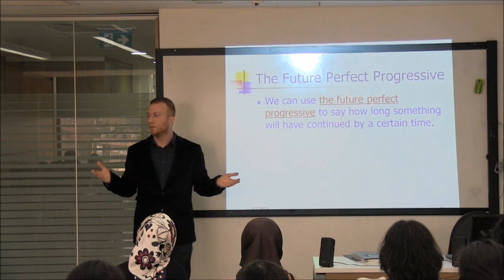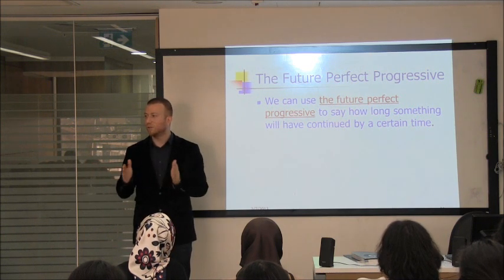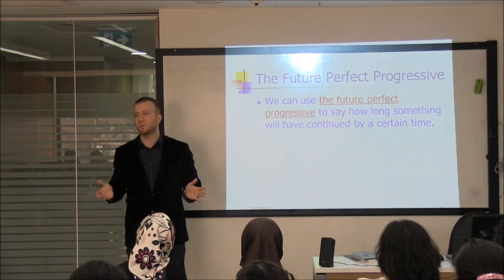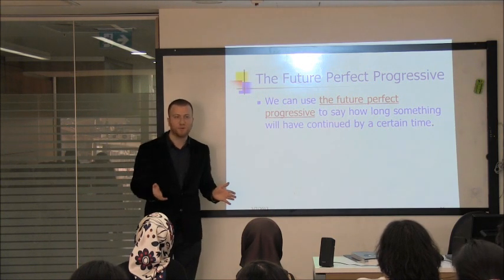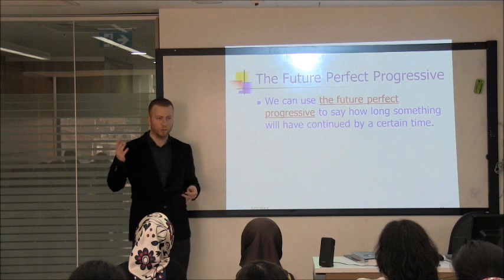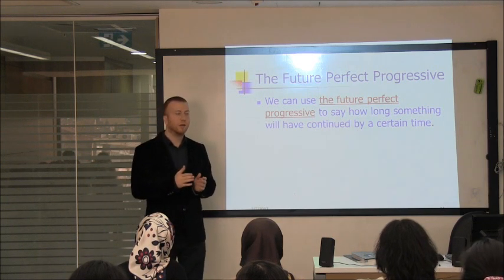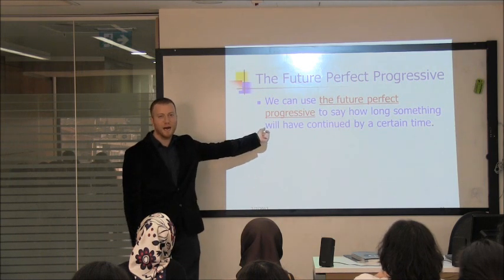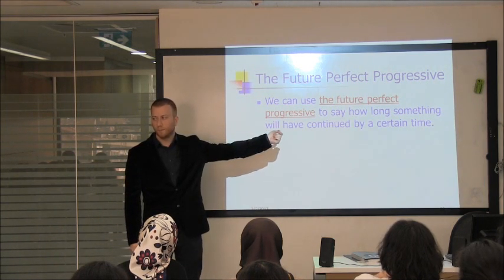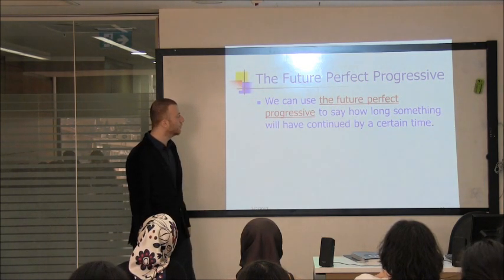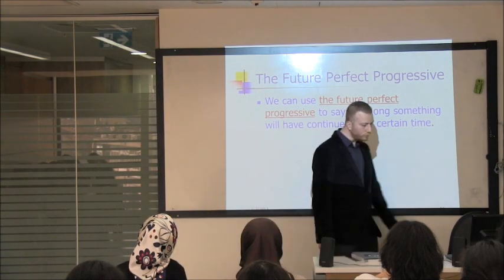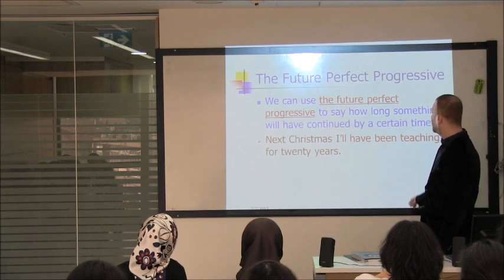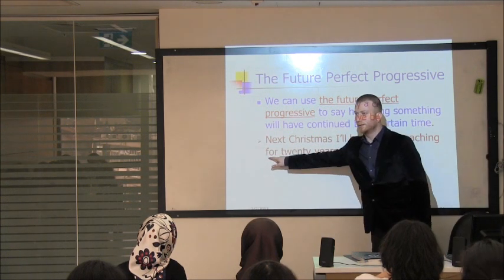What am I talking about? Length of time. Give me an example. Like for 2 years, right? For 2 years or for 3 years, whatever. Those are demonstrations of the length of time, and they are the emphasis of the focus of the future perfect progressive. Next Christmas I will have been teaching for 20 years.